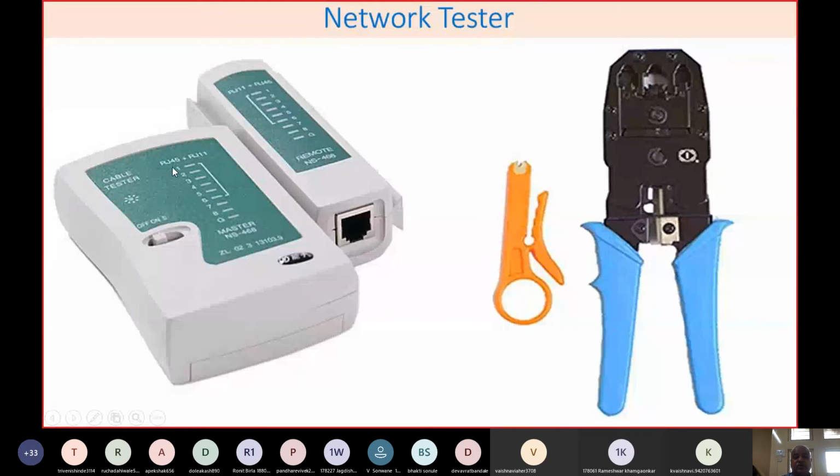If we have a cross cable, then 1 will go to 3, 2 will go to 6, 6 will go to 2, and 3 will go to 1. If this is a crossover connection, you just have to watch this LED and this LED. If this LED is proper from this to this, that means the cable is perfectly connected. And if you do not get the light on corresponding numbers, that means the cable is not properly crimped, or it is not connected.